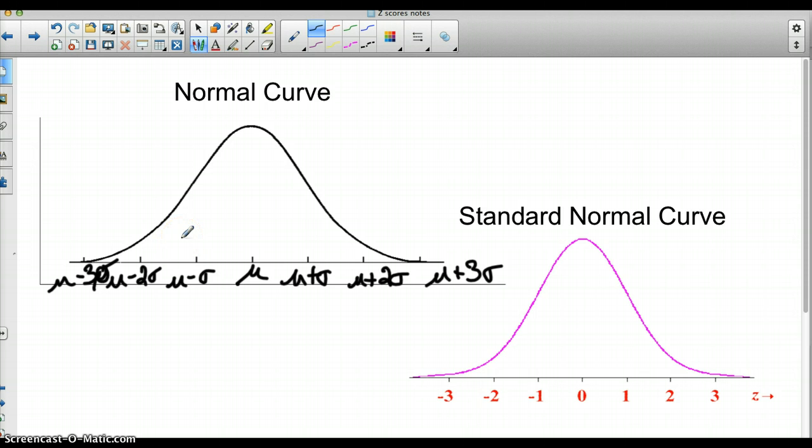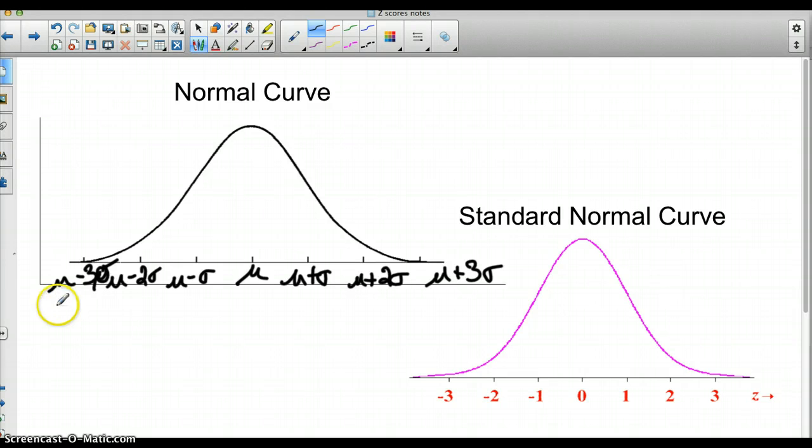But now we can't really do the same thing as we have been, especially when we want to compare data that has different sets of numbers. Because if we put these on the same number line, they're not going to work. So instead what we do is we standardize that normal curve.